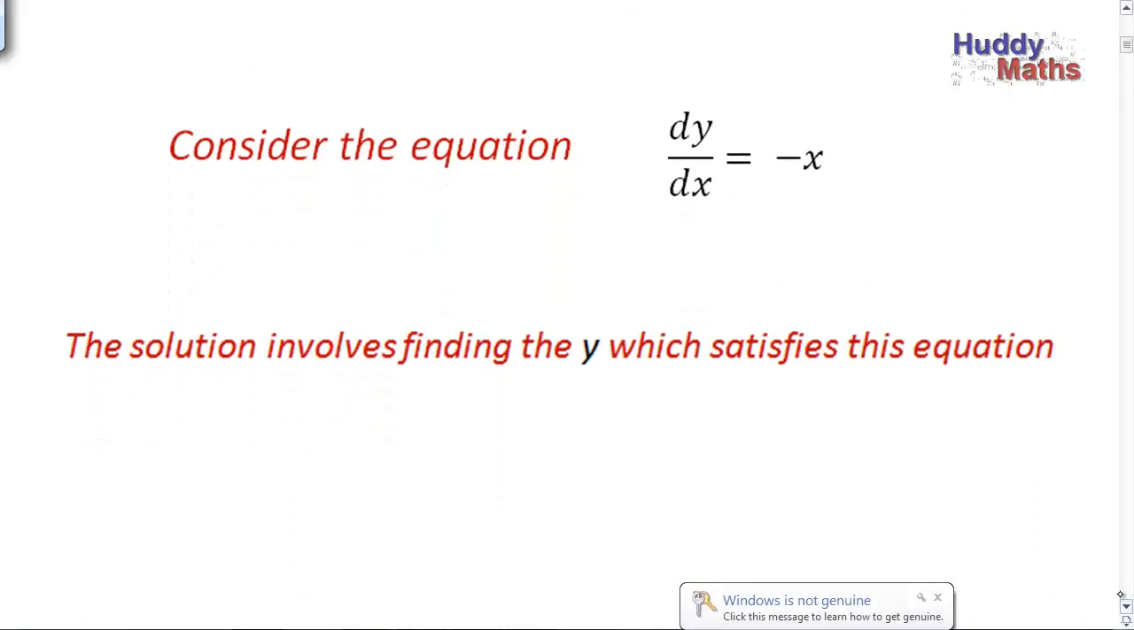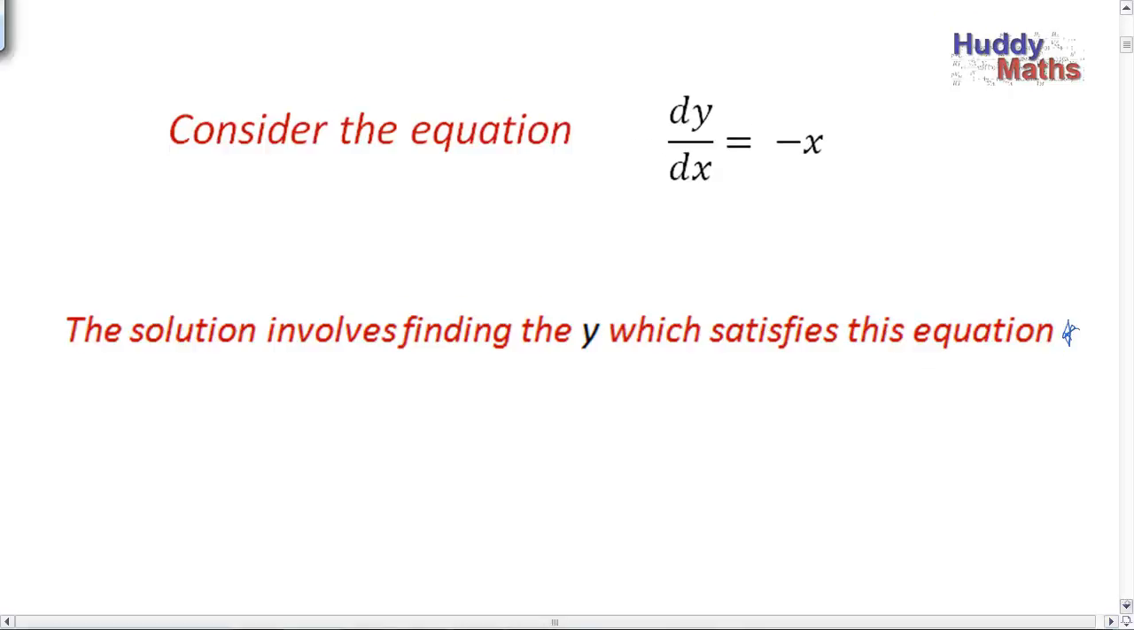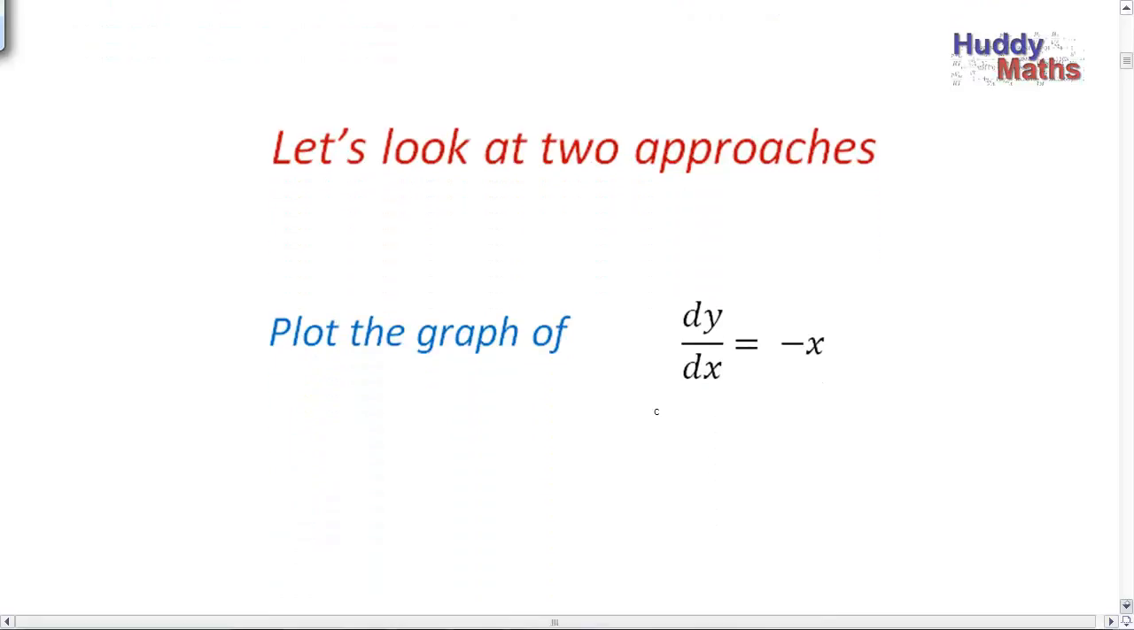So here you are. Consider this equation here. Okay, dy by dx equals negative x. The solution involves finding the y which satisfies this equation. Okay, what y when differentiated gives negative x? Okay, let's go about investigating it. So here we go. Let's look at two approaches.